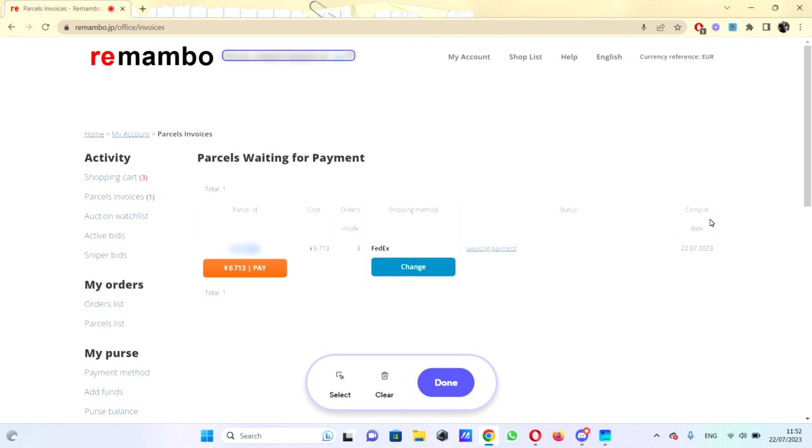And for example, right now, it says my parcel ID, and I have to pay this much for shipping and the extra things that I wanted, but I can also change.